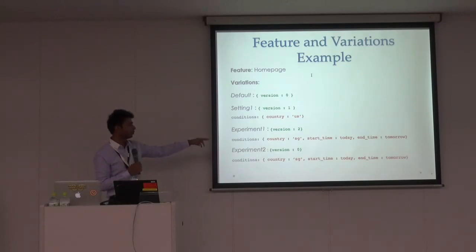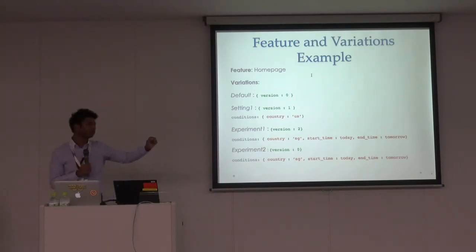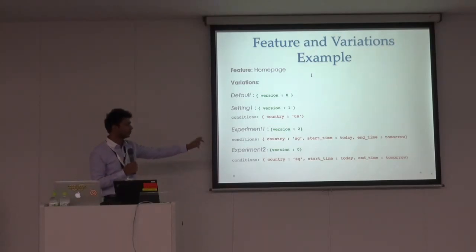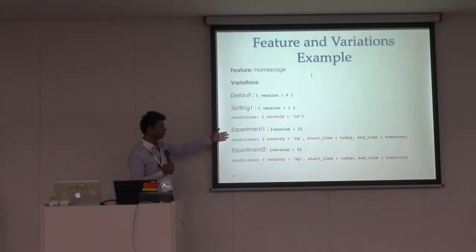We say country Singapore, starting time today to tomorrow. So basically for 2 days, we'll see variation 2. And country Singapore, for today to tomorrow, will also see version 0. So this is 10% of this traffic and 10% of this traffic.